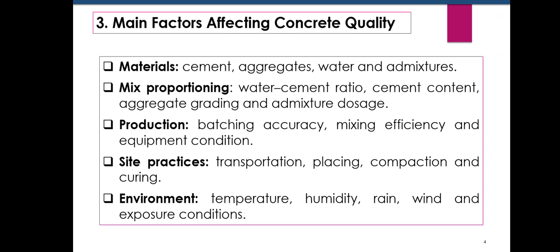The third factor is production. Batching accuracy, mixing efficiency, and the condition of equipment have a direct effect on uniformity of the concrete. The fourth factor is site practice. Transportation, placing, compaction, and curing must all be properly controlled. Finally, environmental conditions such as temperature, humidity, rain, wind, and exposure conditions can influence concrete performance.